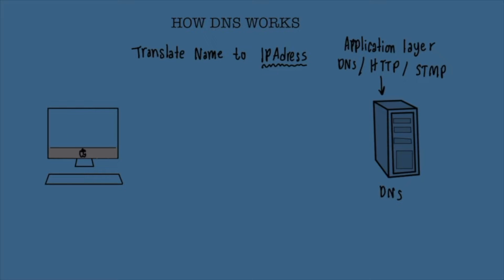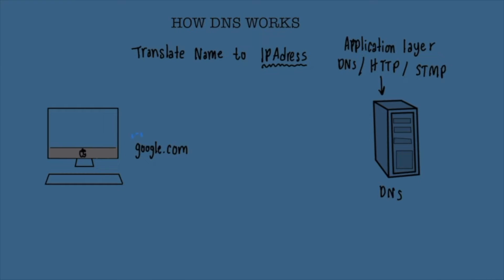If you want to go to a certain website, for example, let's use google.com. Now technically you don't need to type in google.com if you already know the IP address of the Google web page. But we humans are not accustomed to memorizing all the IP addresses. That's why we can use the DNS to translate the domain name into the IP address.